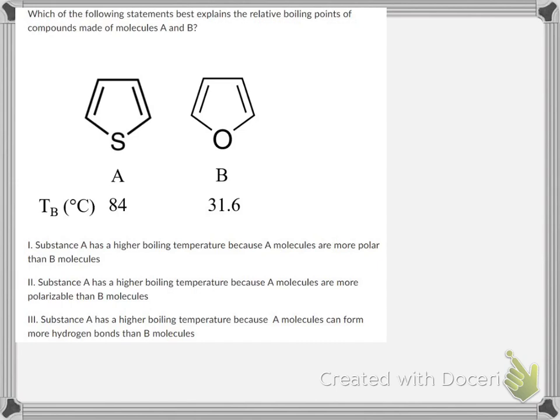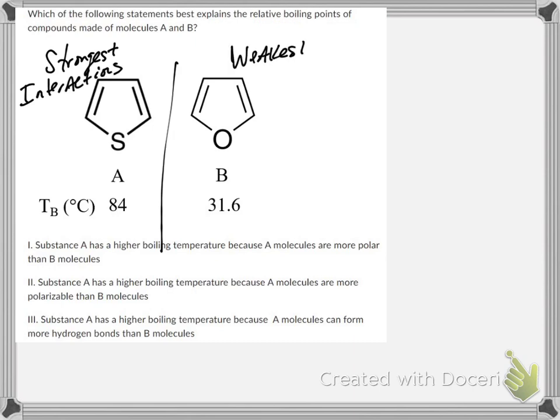All right, so this one, we're given the boiling point, and we're asked to pick statements that are consistent with these boiling points. All right, so the strongest interactions have the highest boiling point. Weakest interactions have the lowest boiling point. So substance 1 says A has a higher boiling point because A molecules are more polar than B.